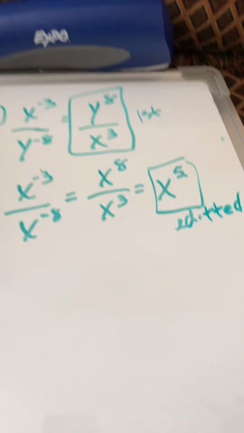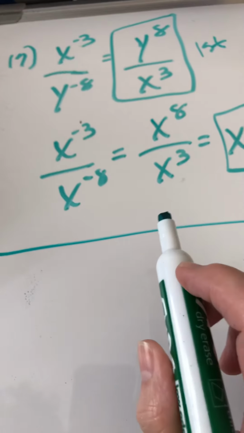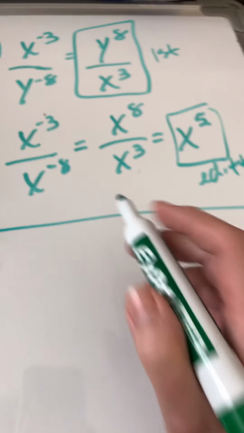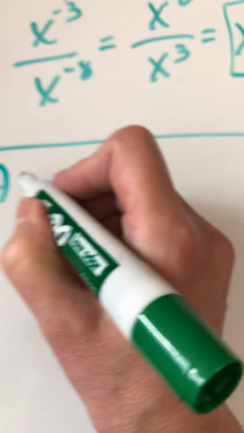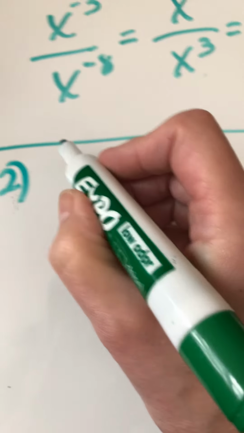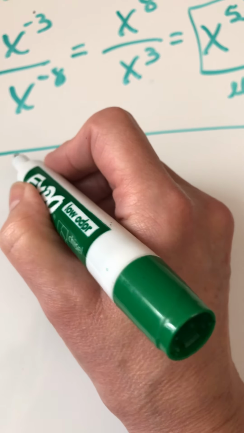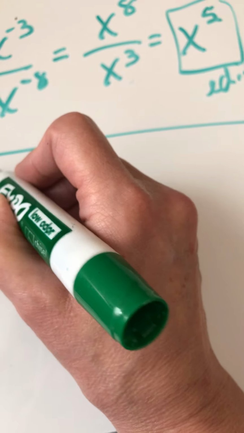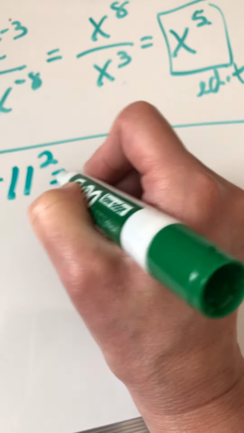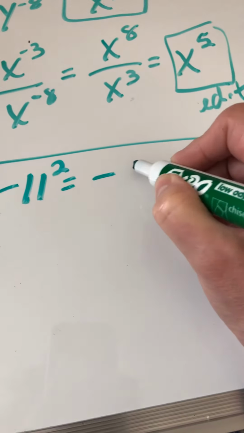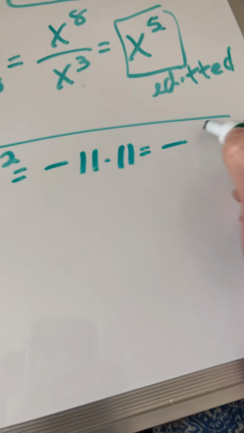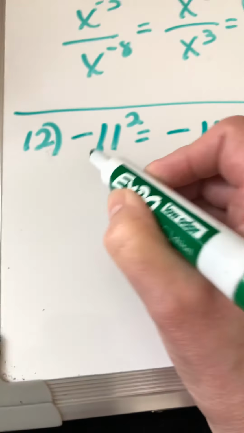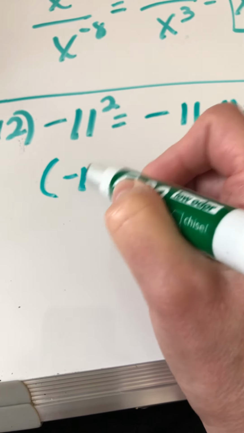Now let me go back to 12. It says the negative of 11 squared. Now the answer that you gave didn't have a negative. The answer you gave is if the problem is written this way. So you're just taking the negative of 11 times 11, which is a negative 121. It will only be a positive if it had said this.